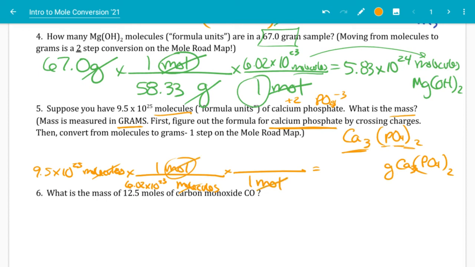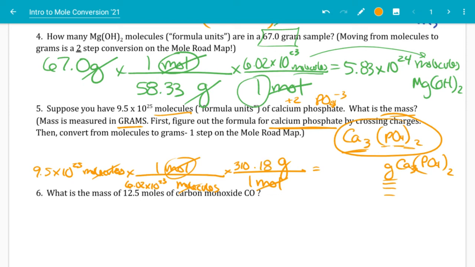So moles cancels out, and I'm trying to get to grams, so I must need grams up here. So the question always is, how many grams? Where do we get that? And that's from adding up the mass of those elements right there. So the mass for this one is, I already did it, 310.18. I added up everything from my periodic table.